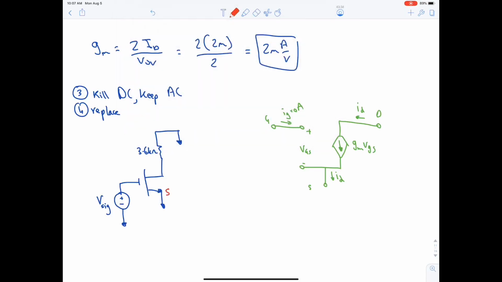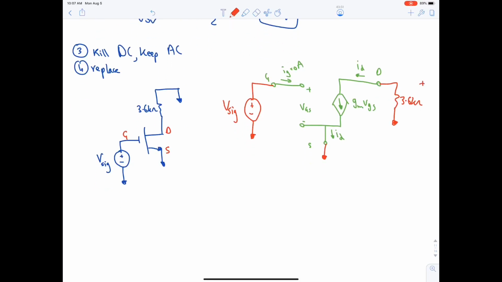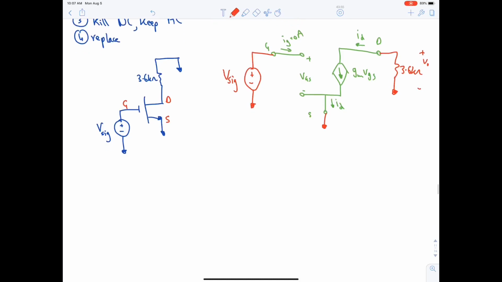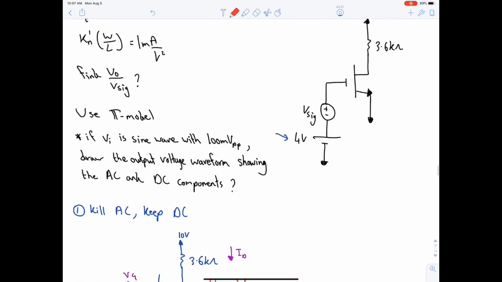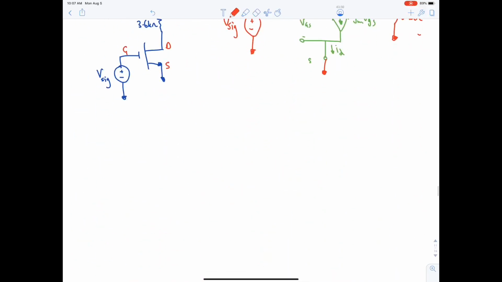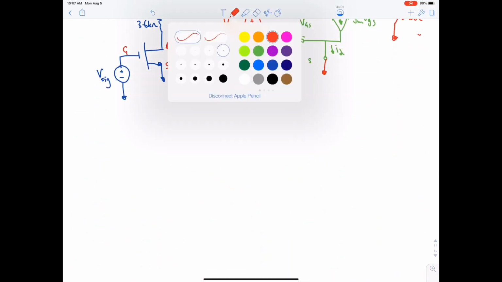S is grounded, D has a resistance and then ground, 3.6 kilo ohm and then ground. On G there's a source, V sig, sorry. Okay, and now it's time to find V output. V output over V sig, correct? Yes, V output over V signal. So where do we start? We start from V output.